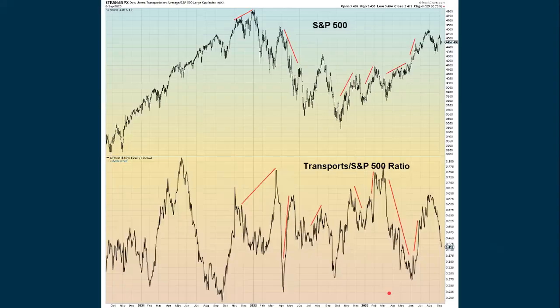We look at a ratio between the transports and the S&P. When this is going up, that means the transports are outperforming. When this is going down, that means the S&P is outperforming. And this is going down, which is more negative.